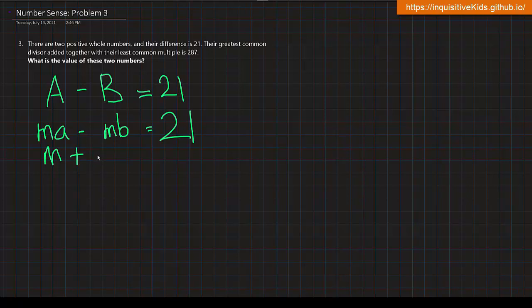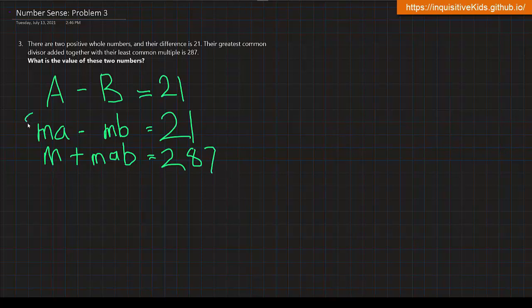How can we represent A and B's least common multiple? Well, we can do M a, that's representing A, and we can multiply a lowercase b onto it, because in this term, there's also M times b, and that equals 287.